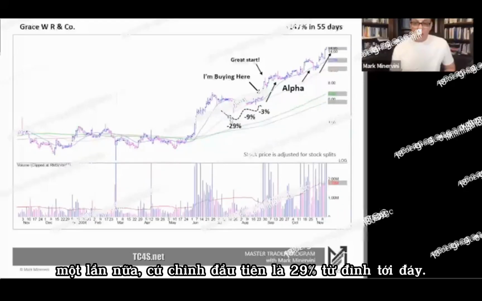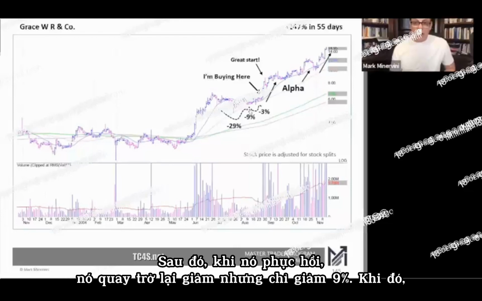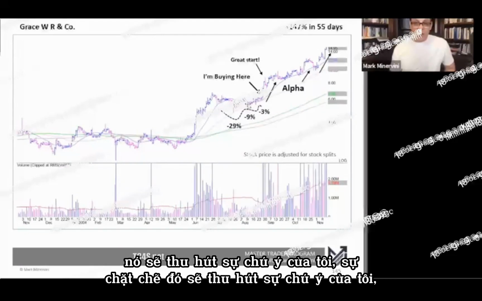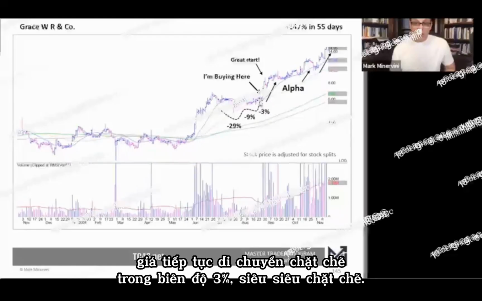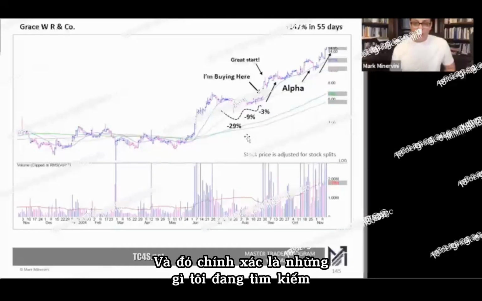You can see here, looking at WR Grace again, 29% peak to trough was the first pullback. Then as it rallied, it came back and it was only 9%. Now that kind of tightness would get my attention, and it did, because I bought this coming out right here. And then, of course, just a 3% tight little range, super, super tight. And that's exactly what I'm looking for.